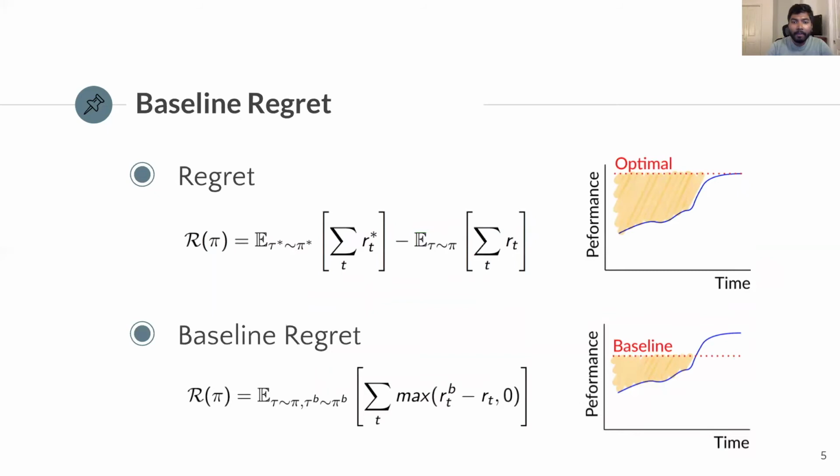Next, I would like to formally define the quantity regret. Regret is the difference in the expected sum of rewards under the optimal policy and the expected sum of rewards under the behavior policy for a full trajectory. The total regret is shown by the shaded region in the plot on the right. We define the baseline regret as the expected sum of the positive difference in rewards under the baseline policy and the behavior policy for a full trajectory. The total baseline regret is shown by the shaded region in the plot.